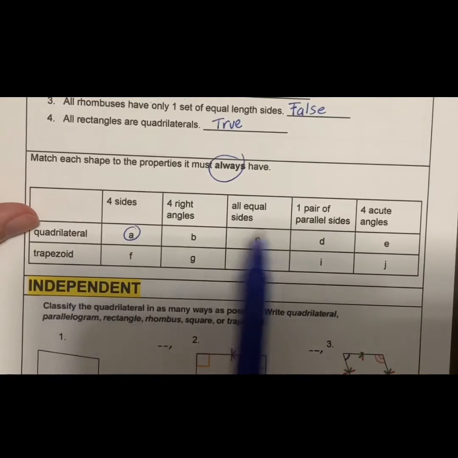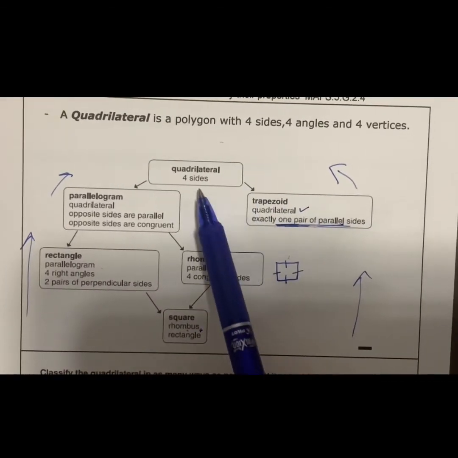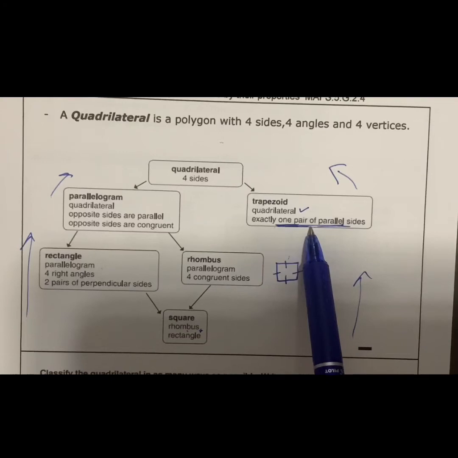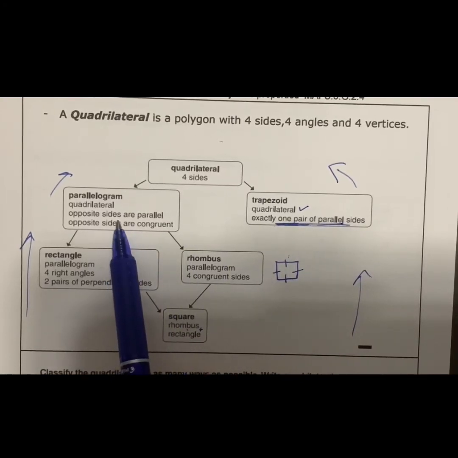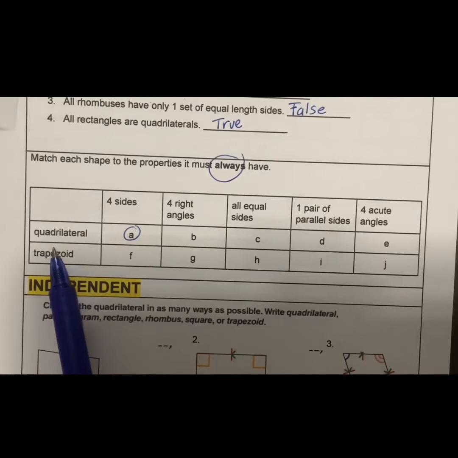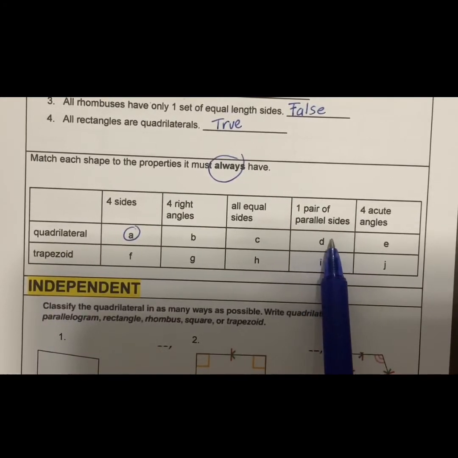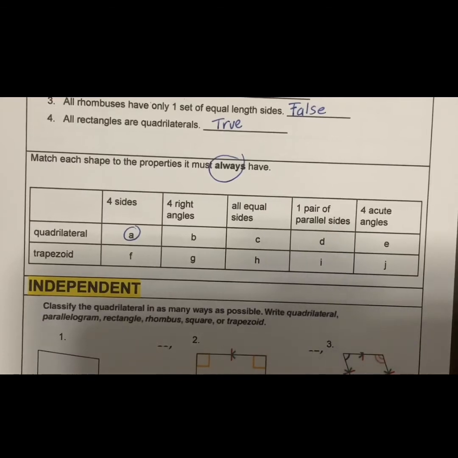In order to be a quadrilateral, does it always have 1 pair of parallel sides? Well, let's see. If it was a trapezoid, yes. But if it was a parallelogram, no. A parallelogram has to have 2 sets. Rectangles have to have 2 sets. A rhombus has to have 2 sets, and so does a square. So a quadrilateral can sometimes have 1 pair of parallel sides, but not always. So I would not circle that one.